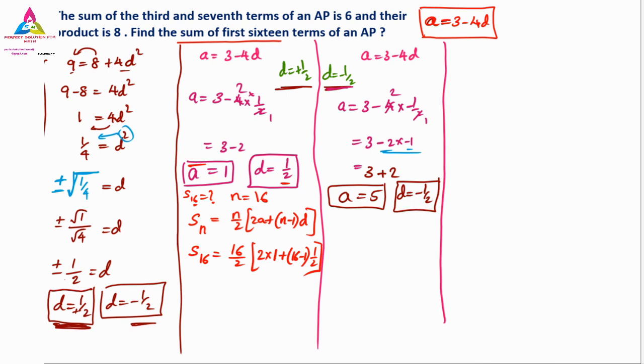So find that answer according to this cancellation. You can cancel that. 2 1s are 2, 2 8s are 16. So S16 is nothing but 8 into 2 into 1, that is 2, plus 16 minus 1. So 16 minus 1 is 15 into 1 by 2. So 8 into 2 plus 15 by 2.